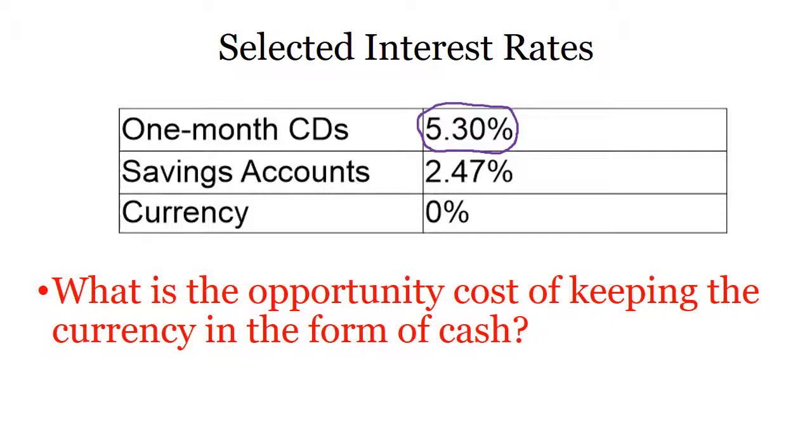Your money cannot be in two places at once. The money can't both be in a CD and a savings account. So the opportunity cost is the best thing you're not doing. In this case, 5.3%.